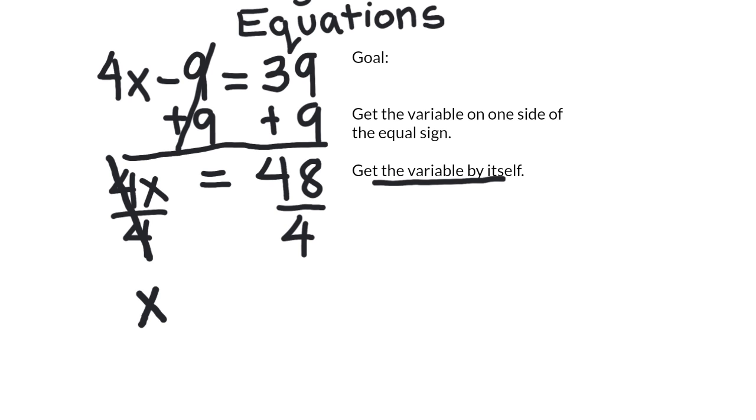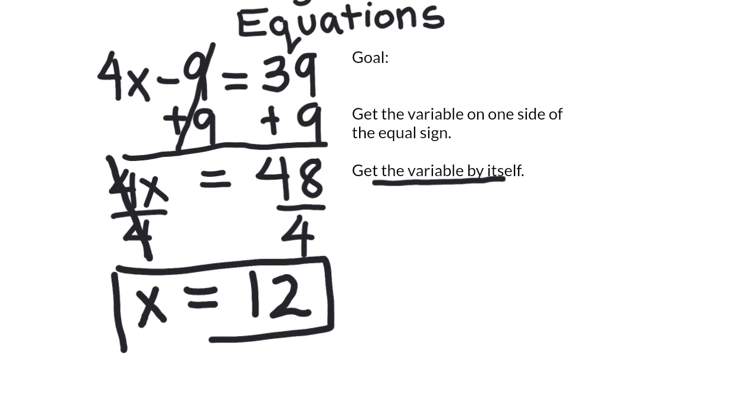So that's on the left side. On the right side, we have 48 divided by 4, which is equal to 12. So here we have it. We have solved for x, or solved for the variable. As you see, we have accomplished our goal of getting the variable by itself, because now the x is all alone on one side of the equal sign.